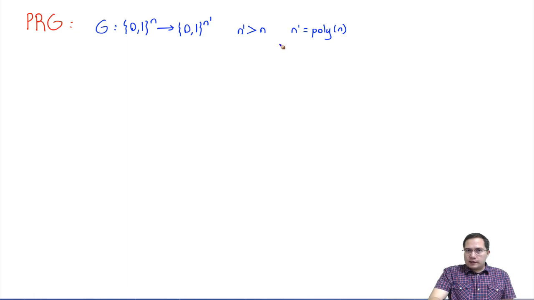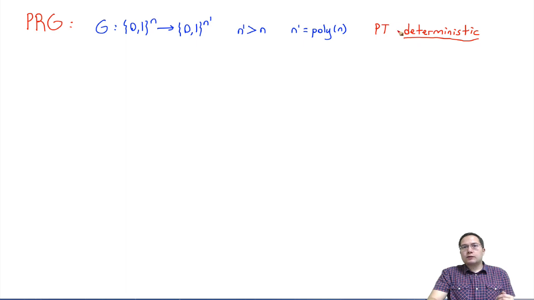and n prime is indeed some polynomial in n. Such a G needs to be a polynomial time deterministic function. This is very important. A PRG, a pseudo-random generator, is a deterministic algorithm or function. Okay? So it's not randomized. It is going to produce something that looks random, but it's going to produce it in a deterministic way.